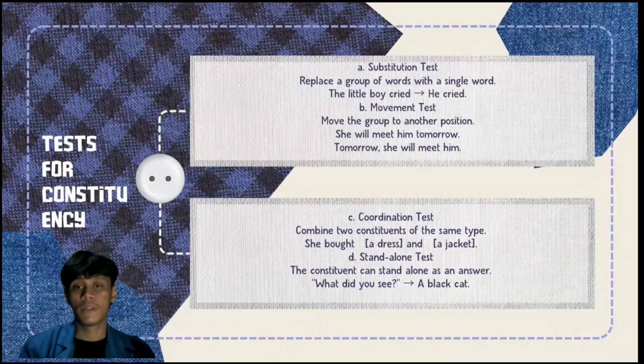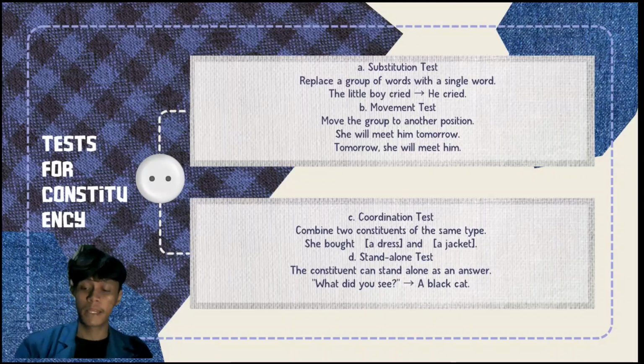Next, tests for constituency. A. Substitution test. Replace a group of words with a single word. The little boy cried becomes he cried. B. Movement test. Move the group to another position. She will meet him tomorrow becomes tomorrow she will meet him. C. Coordination test. Combine two constituents of the same type. She bought a dress and a jacket. D. Stand-alone test. The constituent can stand alone as an answer. What did you see? A black cat.